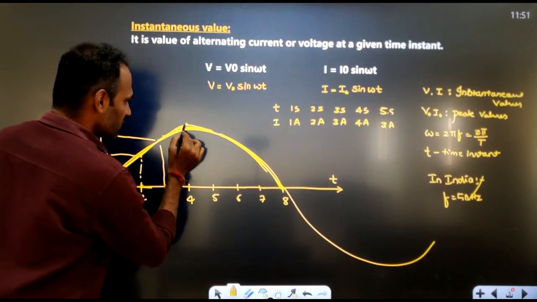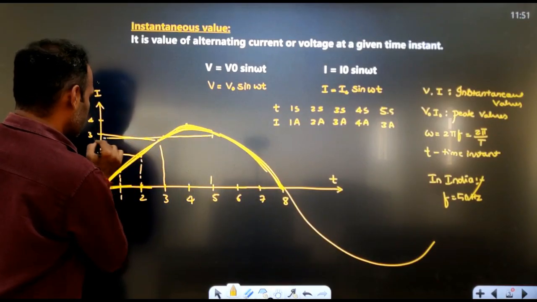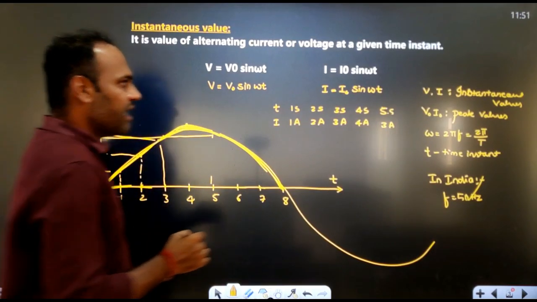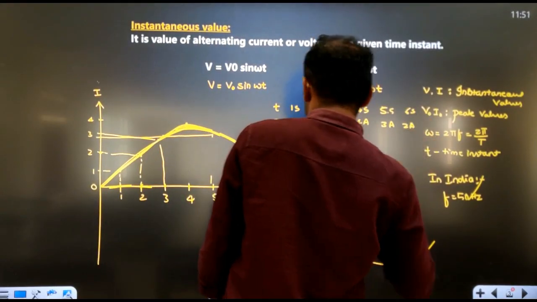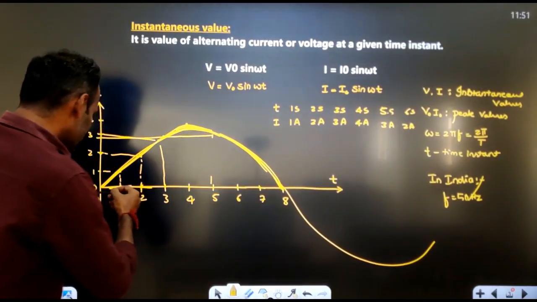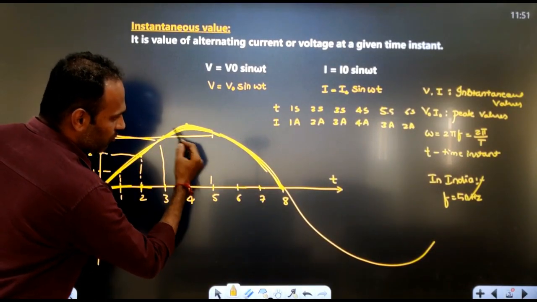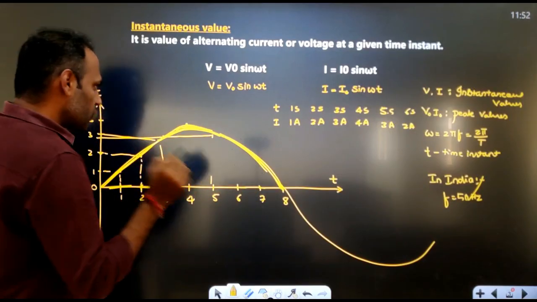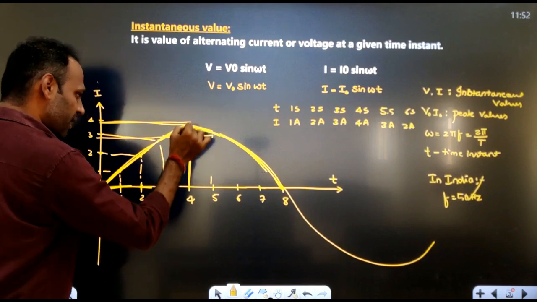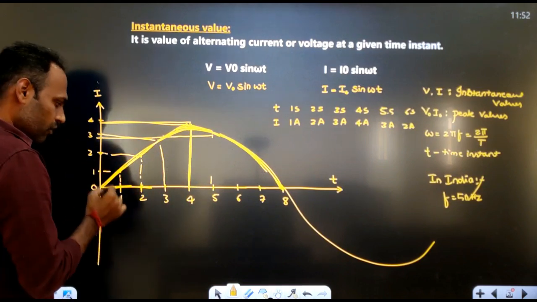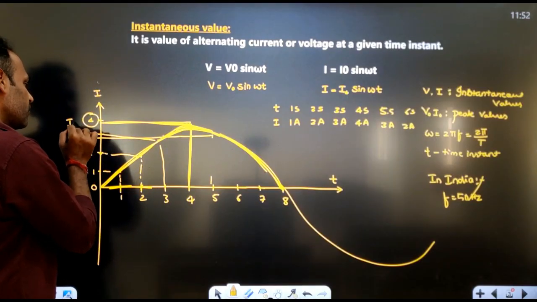From 4 seconds, it starts decreasing again. So at the fifth second it is 3 ampere again, right? At the sixth second it will be 2 ampere. So like this it goes on decreasing. The first 4 seconds it increased; in the next 4 seconds it has decreased. Where has it reached the peak, the maximum? It has reached the maximum at 4 seconds. How much is the peak value? Peak value is 4 ampere.